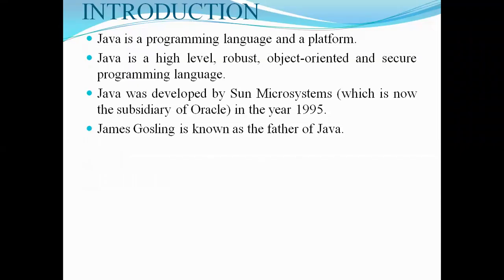Java is a high-level, object-oriented, platform-independent programming language which is suitable for distributed applications. Now, what do you mean by platform-independent? Platform-independent means a language which can execute in any operating system irrespective of its development is known as platform-independent. And what do you mean by object-oriented? Object-oriented means everything in Java is an object. And Java was developed by Sun Microsystems in the year 1995. James Gosling is known as the father of Java.